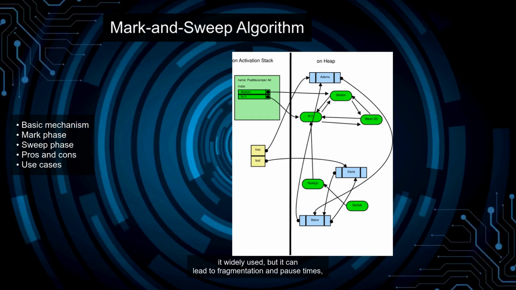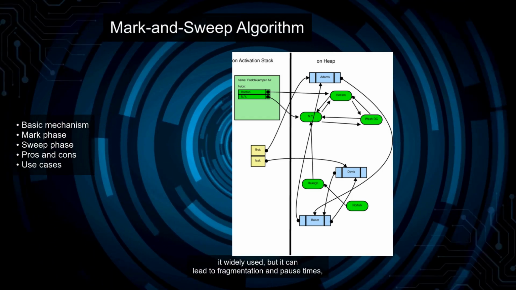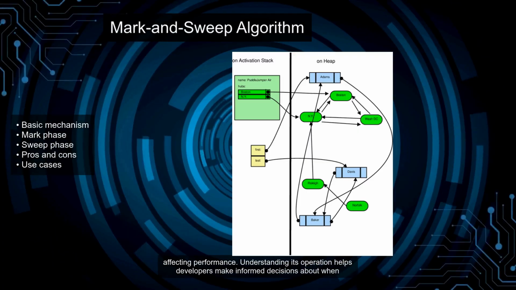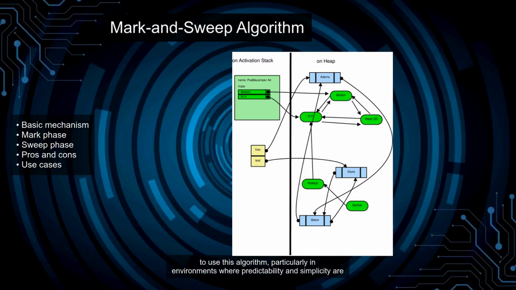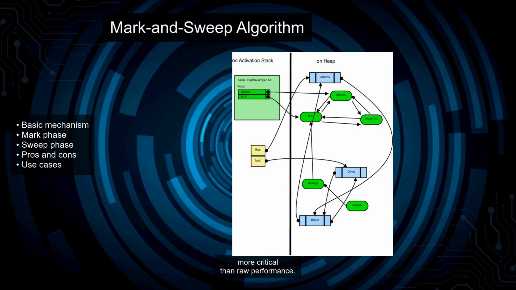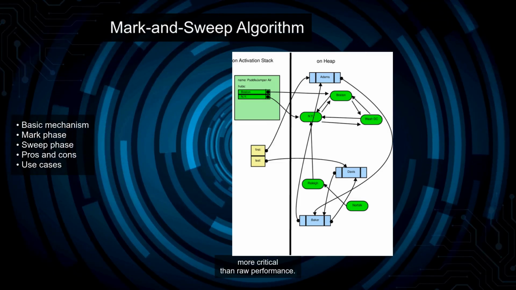The simplicity of this algorithm makes it widely used, but it can lead to fragmentation and pause times, affecting performance. Understanding its operation helps developers make informed decisions about when to use this algorithm, particularly in environments where predictability and simplicity are more critical than raw performance.